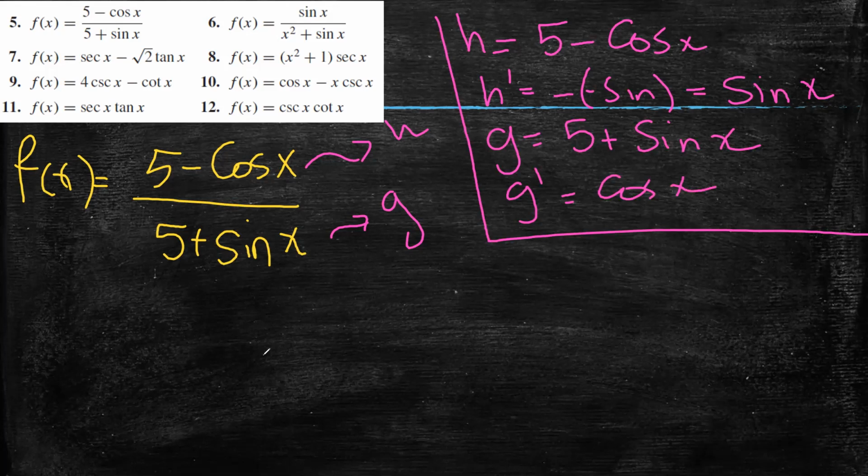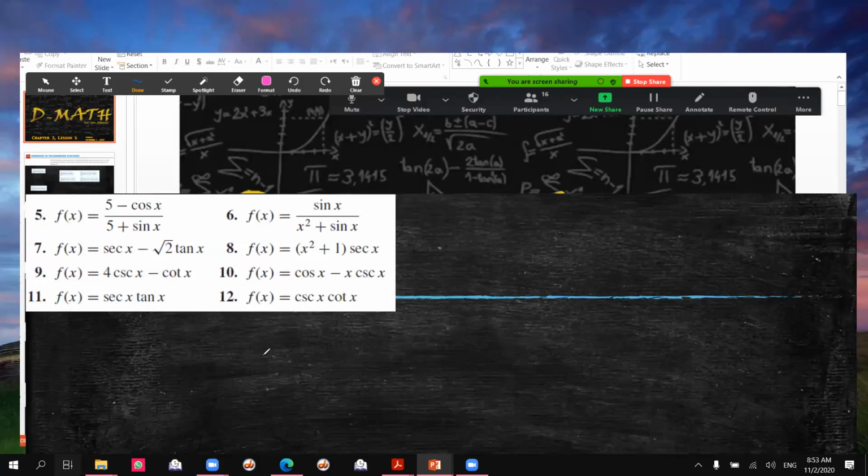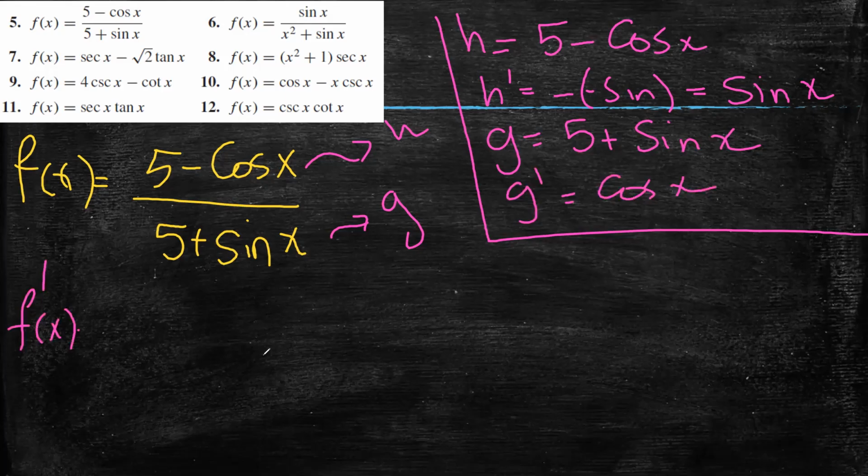So I have now h prime, g, and g prime. Let's find now f prime of x. And we say that if we have two functions that are divided, so f prime of x will be g squared, equal g squared times g h prime minus h g prime. G prime. Yes, thank you.